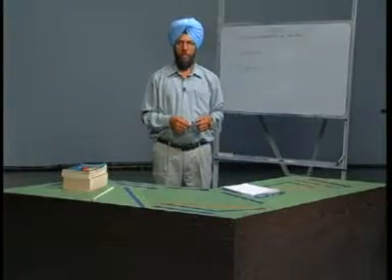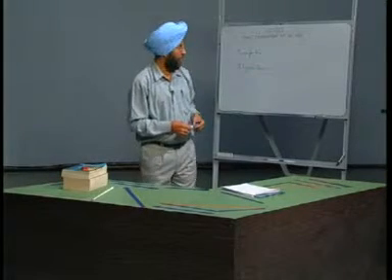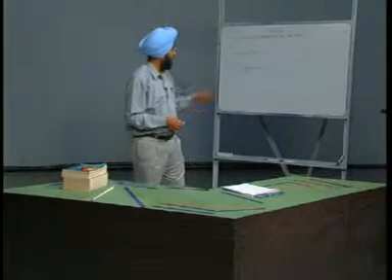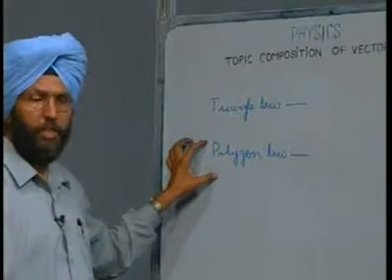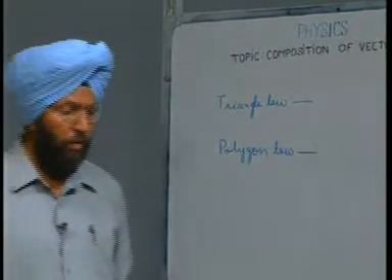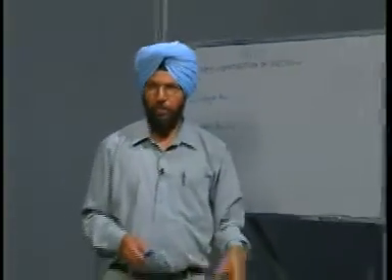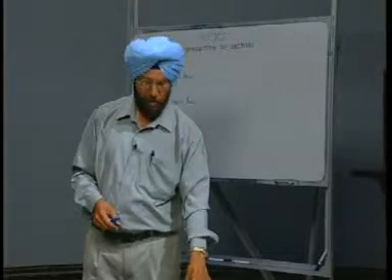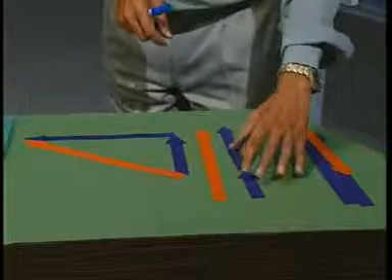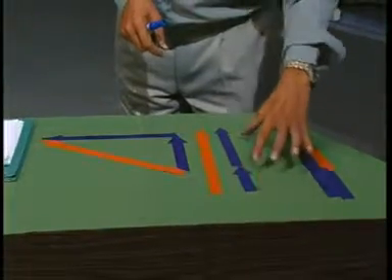Friends, we continue with the topic that we were discussing last time, triangle law of vector addition, polygon law of vector addition. We talk about addition of vectors using these demonstration arrows. Here we have, say, this is A vector, this is B vector.